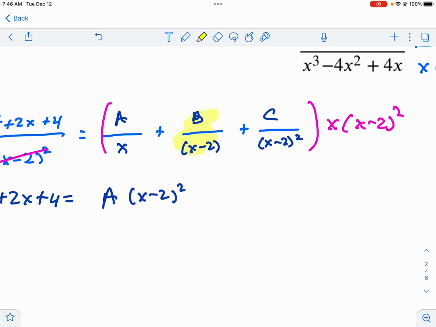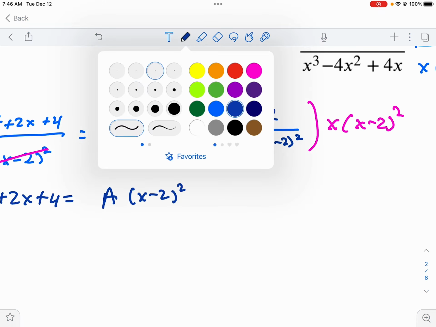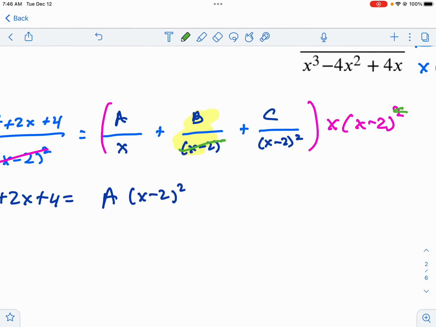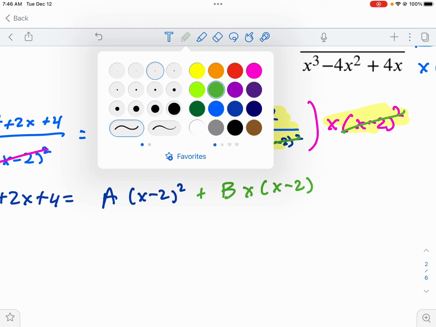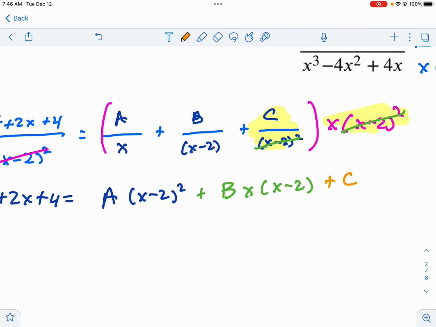If I do the b now, this will cross out with one of these. So I get b times x minus 2. And now if I do the c, this and that are gone. So I only have a plus cx left. Okay, so you've got to take them one individually at a time. And as you do this more, you'll start to see patterns popping up.